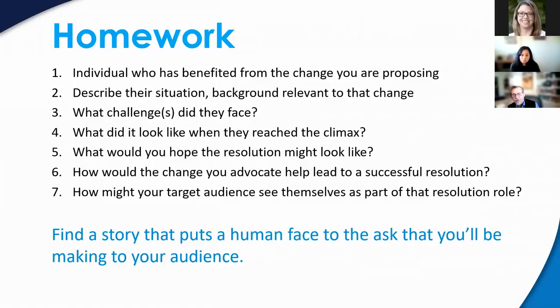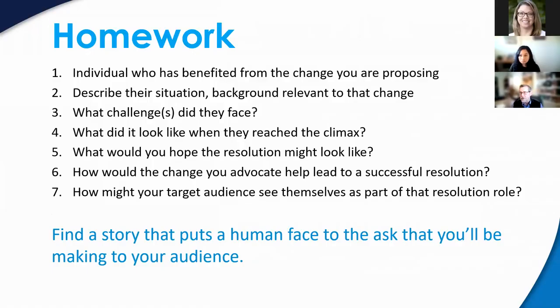Then the next challenge for you is to describe the situation. So this is that background element, the setup. Describe the situation, the background that's relevant to what you want to try and do with all of this. So think about that. Then I'd like you to take a shot at what challenges did they face. So where's the apex of all this? What did it look like when this reached its worst situation?